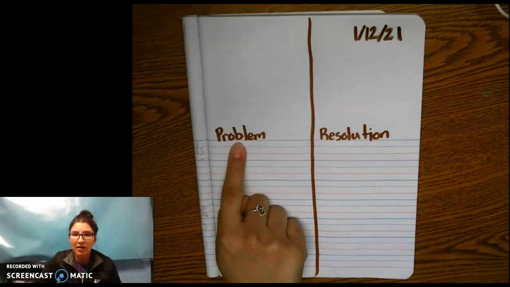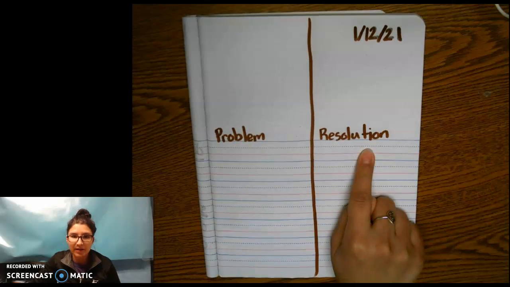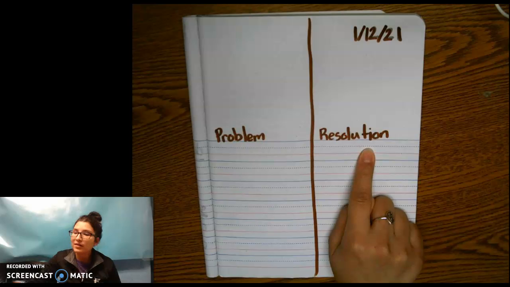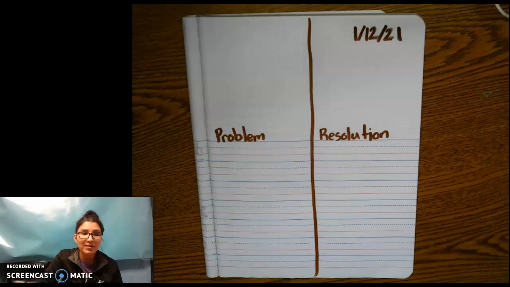Draw me a picture of the problem in today's play and the resolution in today's play. If you have time, and it'd be really nice, write a sentence to match your picture. Don't forget to turn in your work.